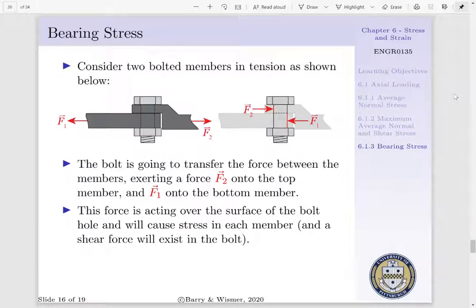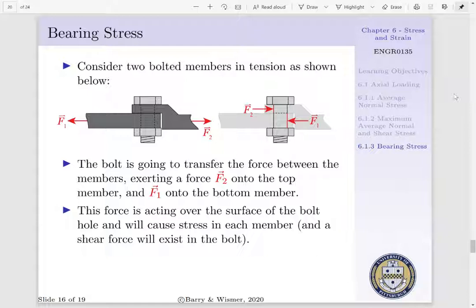Lastly, we have another stress to consider. Let's consider a situation where we have two bolted members in tension as shown below. We have the bottom of a hitch, which has an applied force F1, and the top of a hitch, which has an applied force F2, and a bolt runs in between said members. Now, the bolt is going to transfer force between said two members.